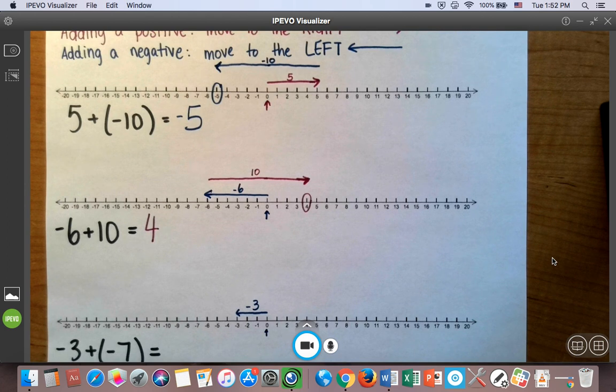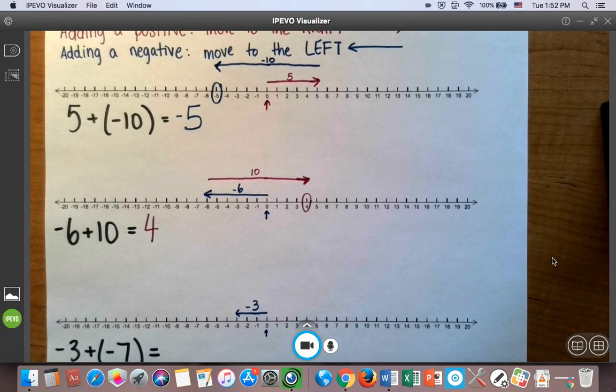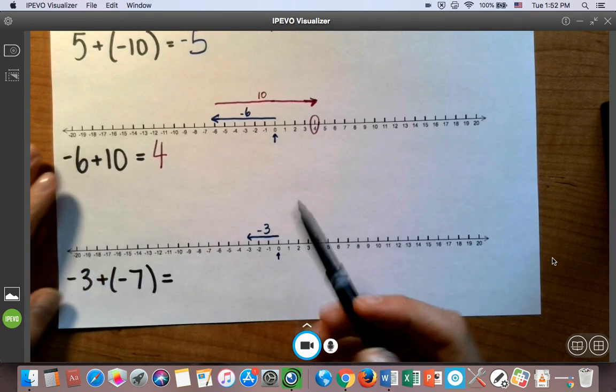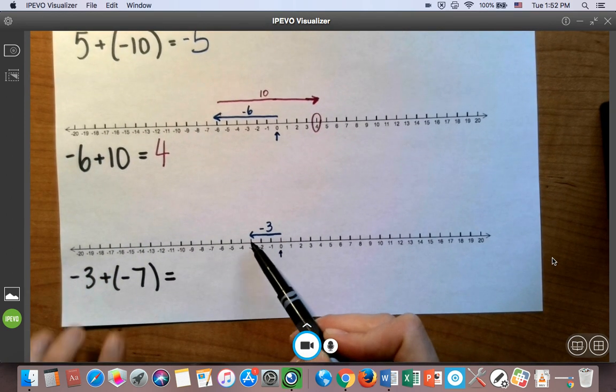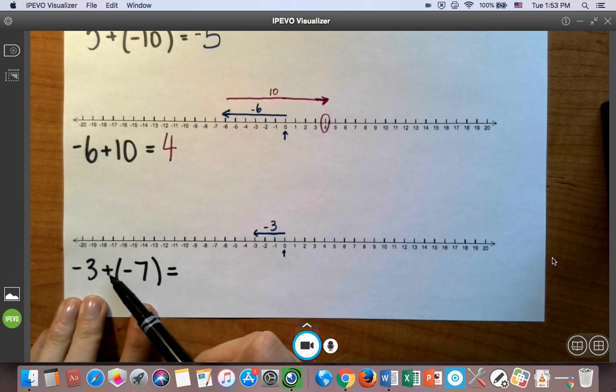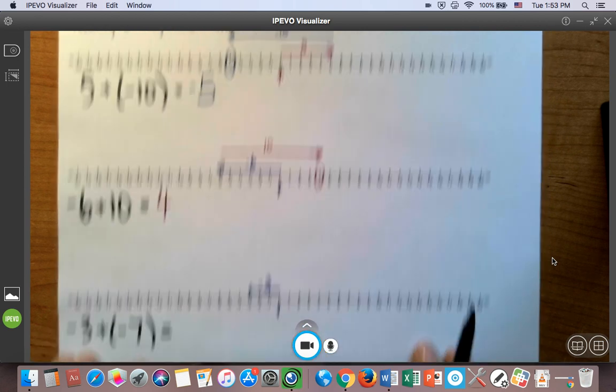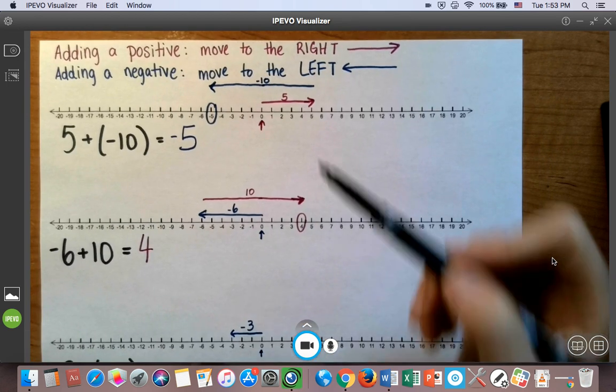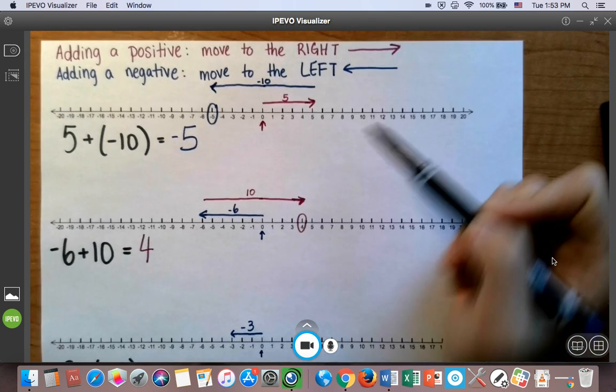Okay. Hopefully that was enough time to try it on your own. Now you can check your answer. So I did my first step. I drew my arrow to my first number. I drew it to -3 because that's my number here. I'm now adding a negative, adding a -7. And again, if I look back up at my notes, adding a negative, my arrow is going to the left.